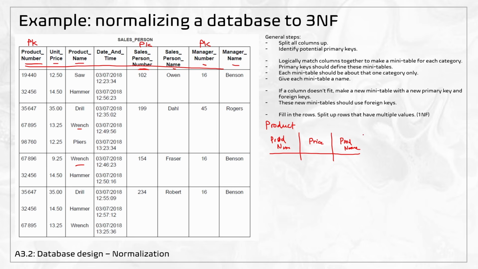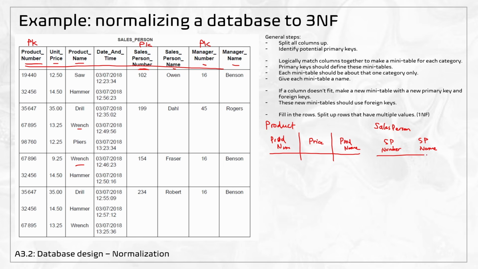Now let's move on to salesperson. So let's just call it salesperson, like this. And let's just write salesperson, I'll just write SP, salesperson number, and salesperson name. And obviously, if you're doing this in an exam, you're going to have to write the full number out.